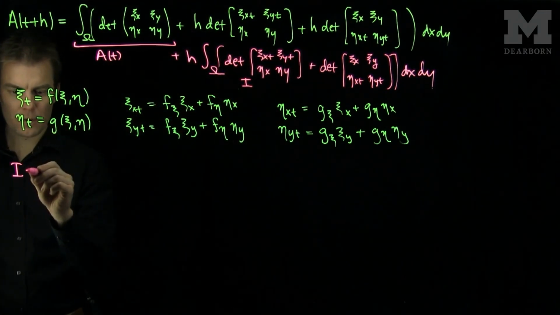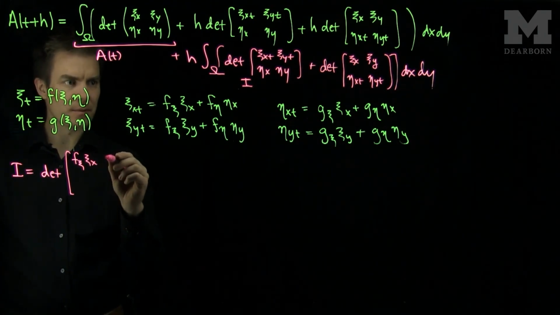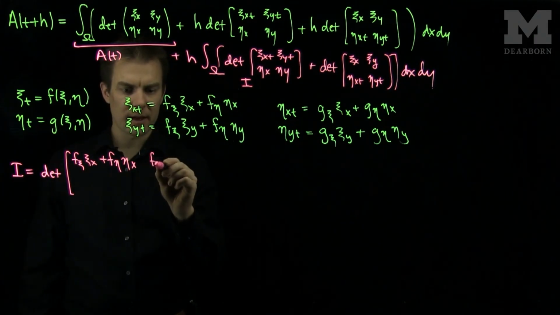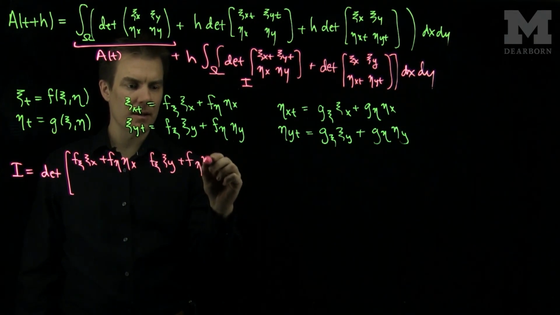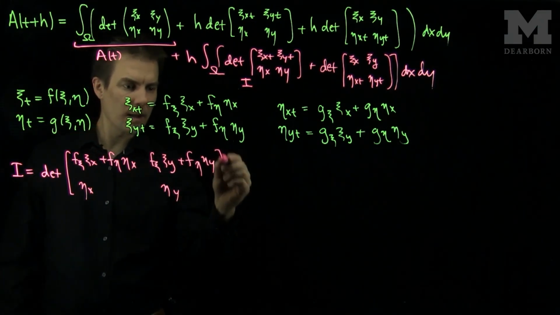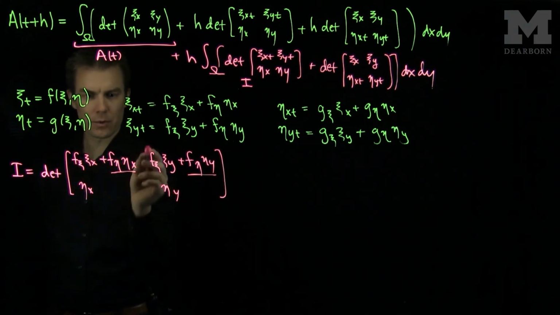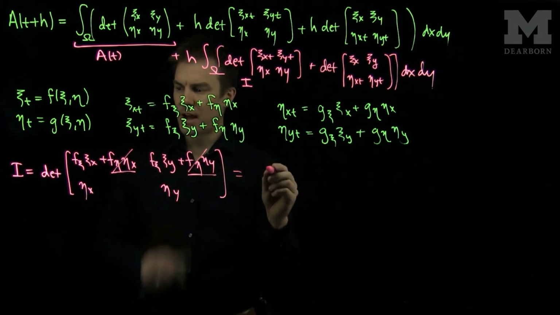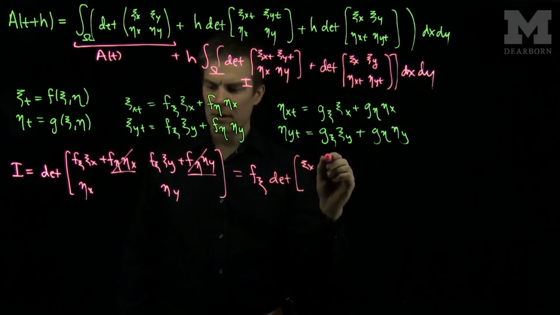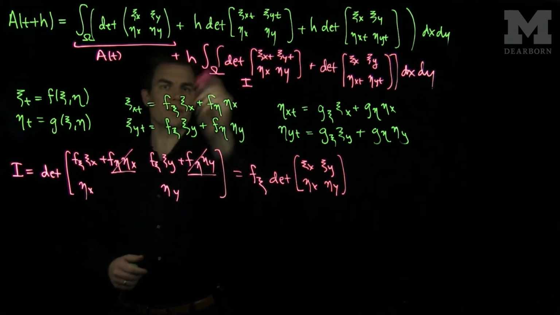Determinant number 1 will be the determinant of f_ξ ξ_x plus f_η η_x in the first entry, then f_ξ ξ_y plus f_η η_y, and then I will have an η_x and an η_y. If we break this into two parts, we notice that this term and this term over here will be a multiple of the second row, and so those determinants will go away. So this will go away and this will go away. We'll be left with a factor of f_ξ, which we can factor out. So I'll have an f_ξ, and then the determinant of ξ_x, ξ_y, and then η_x and η_y. So that's what my first determinant is over here.